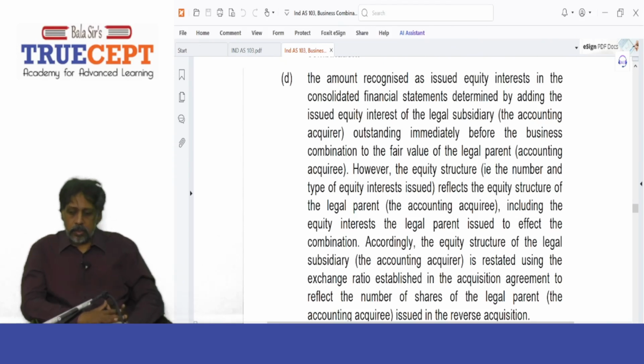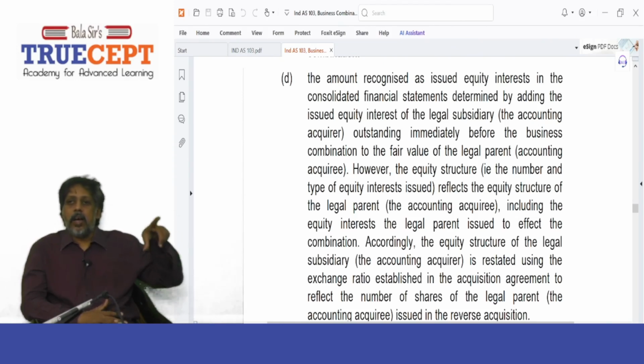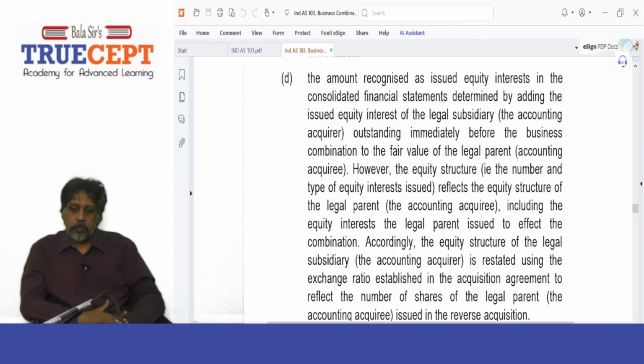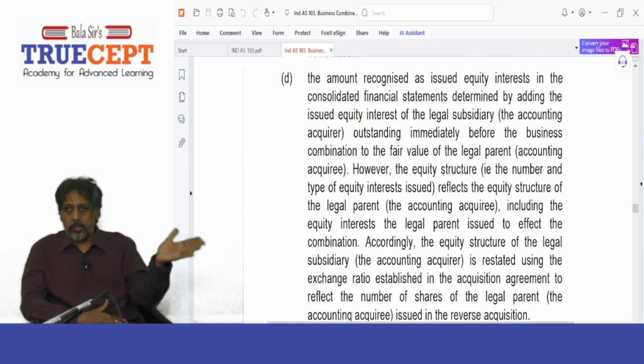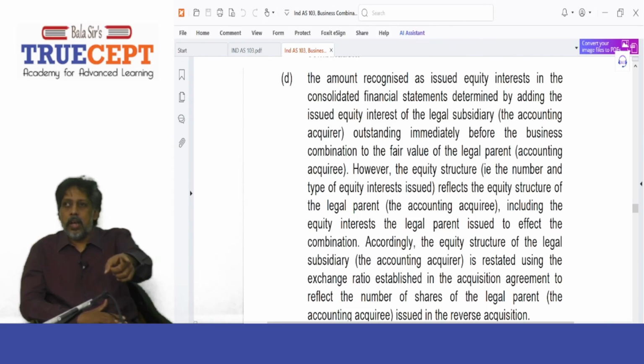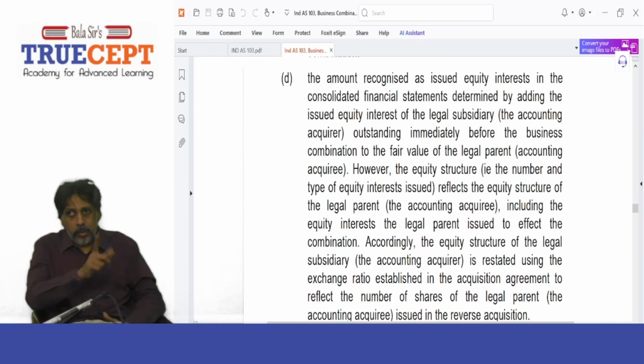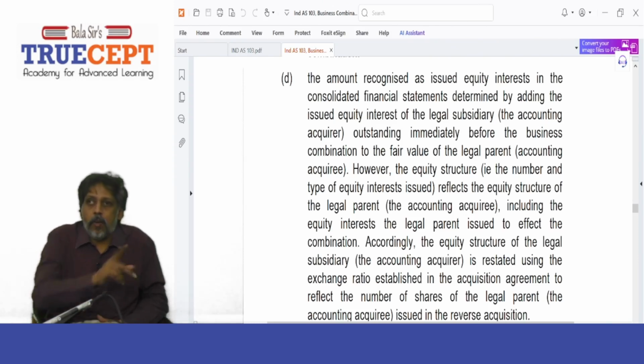Consolidated financial statements are determined by adding the issued equity interest of the legal subsidiary, which is the 600 rupees appearing in your balance sheet, plus the fair value of the consideration issued by the legal parent, which is outstanding immediately before the business combination. What is the fair value of the consideration issued? 1,600. Plus 600, in all 2,200, will be the amount of share capital. Sir, of this, how much is premium?